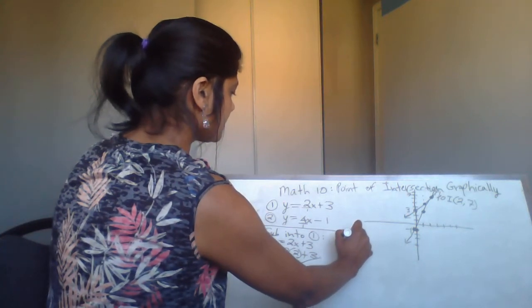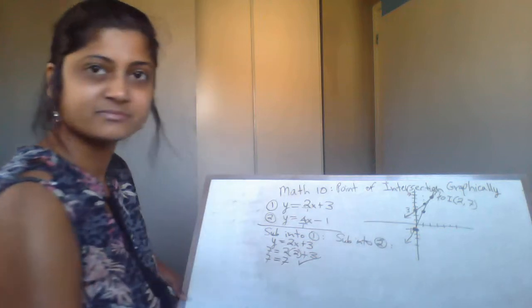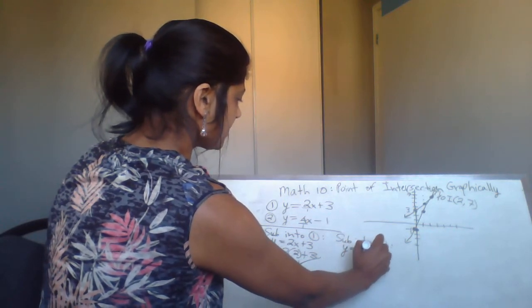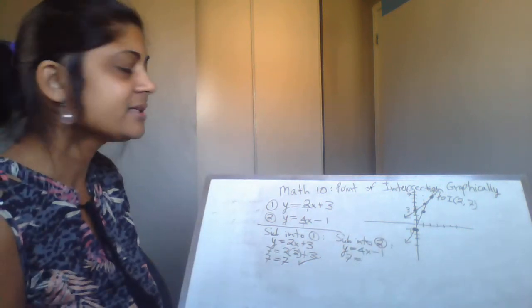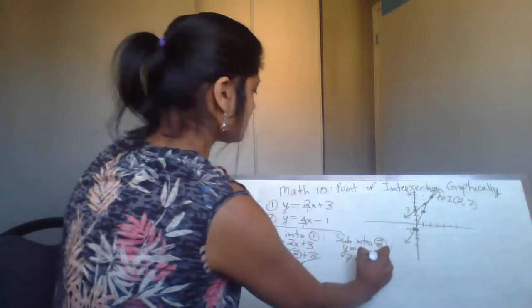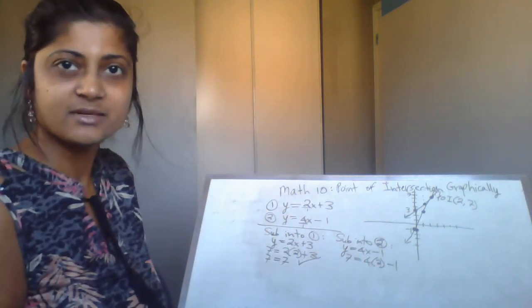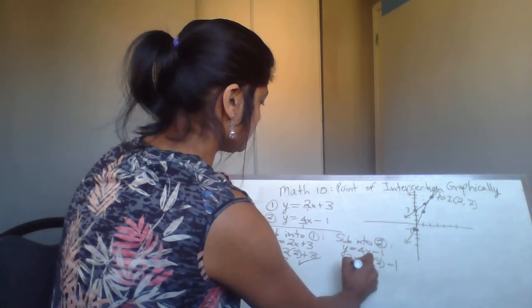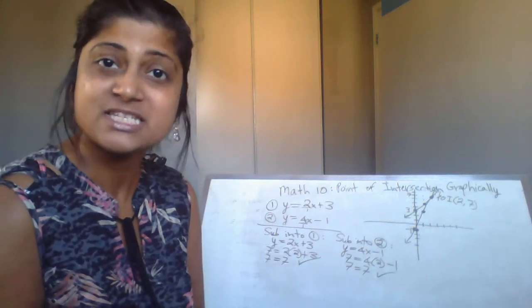So let's write sub into equation 2 here. All right, and I'm going to write the equation out one more time. So y equals 4x minus 1. The y is 7, okay? And the x value here is 2. So I'm going to do 4 times 2, which is 8, and 8 minus 1, which is 7. So it's 7 equals 7. And there I can see that both equations have been satisfied here.